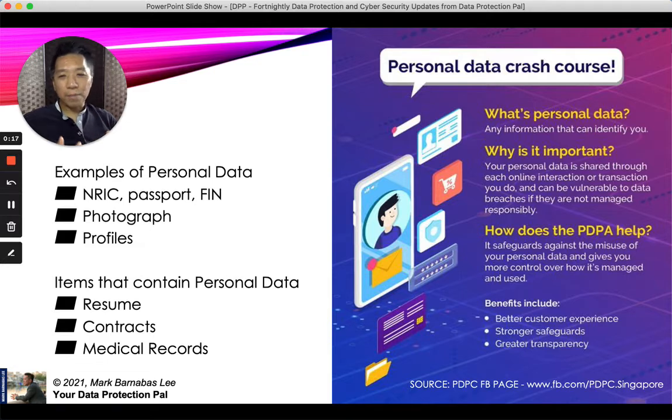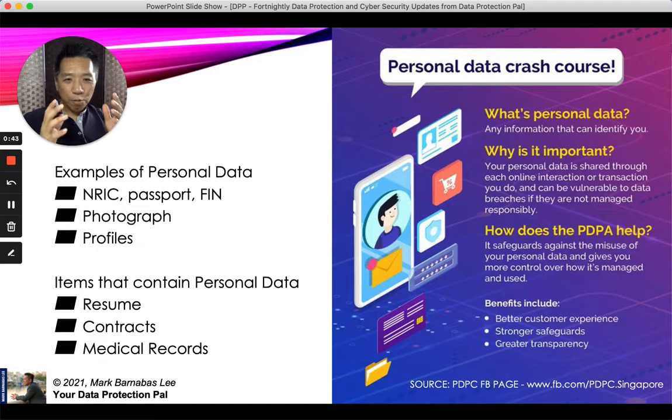So these are some examples of documents that contain personal data or are personal data. Your national registration identity card number and the card itself, the passport, the foreign identification number or card, all these are personal data. Moreover, the photograph of every individual is also personal data. And profiles. Profiles are also personal data.